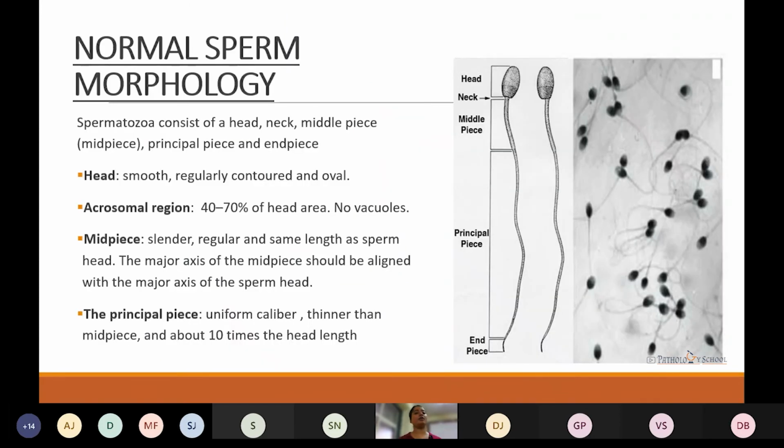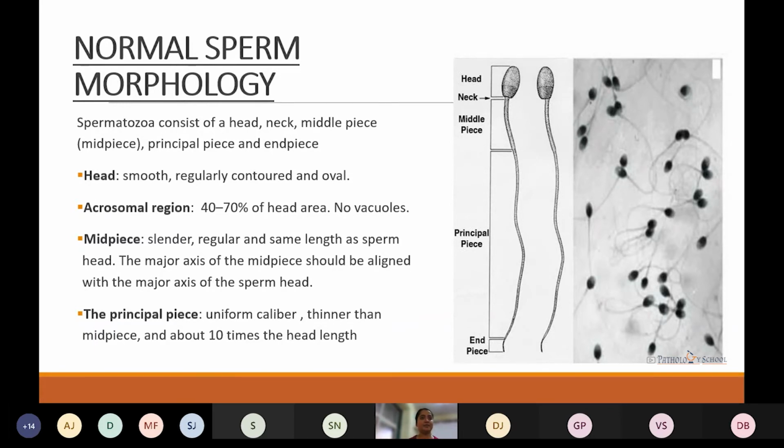Okay, now let's take a look at the normal sperm morphology. As we all know, the spermatozoa mainly consist of a head, neck, a middle piece, a principal piece and an end piece. The head is basically smooth, regularly contoured and oval in shape. The acrosomal region comprises about 40 to 70% of the head area, and there are normally no vacuoles present in it. The acrosomal region consists of the glycolytic enzymes and the proteins which are important for the penetration of the ovum, the zona pellucida of the ovum, and it also helps in the separation of the corona radiata cells.